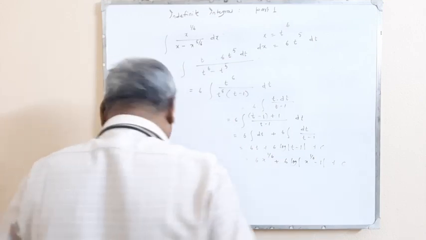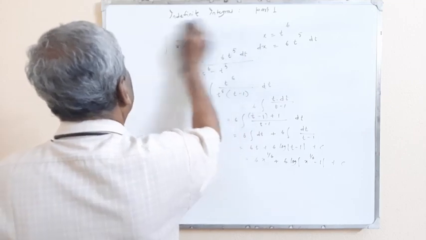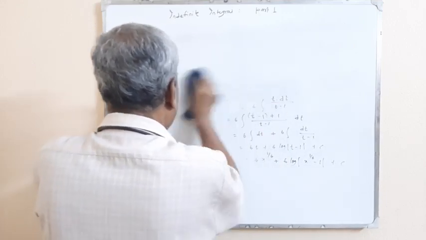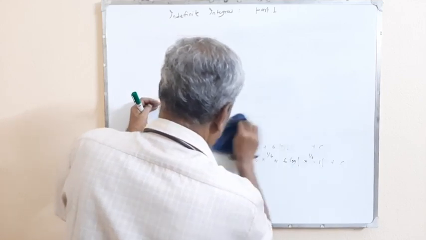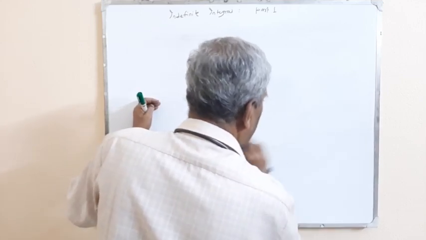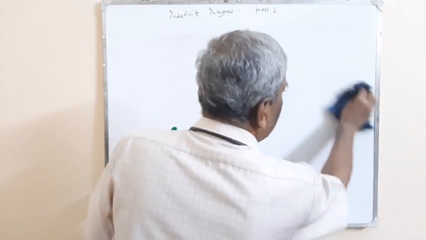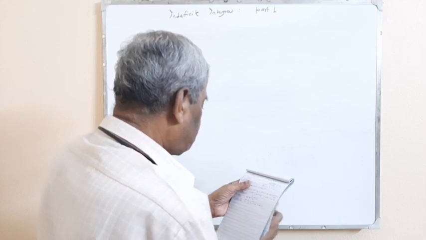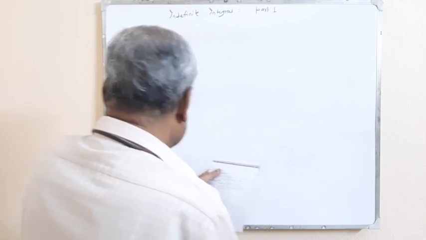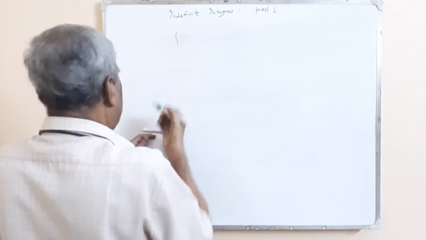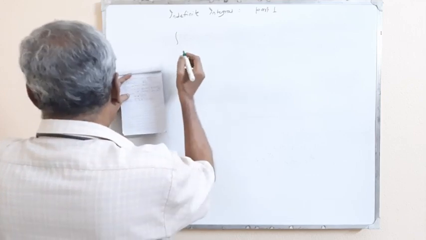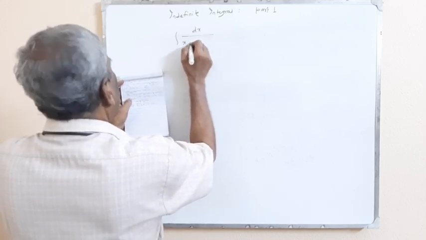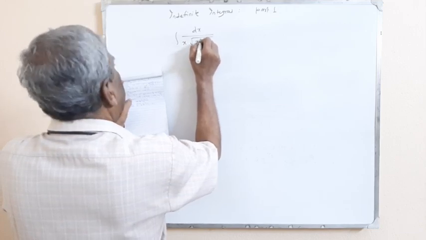Next, the second problem is integration dx by x into square root of x to the power n plus 1.